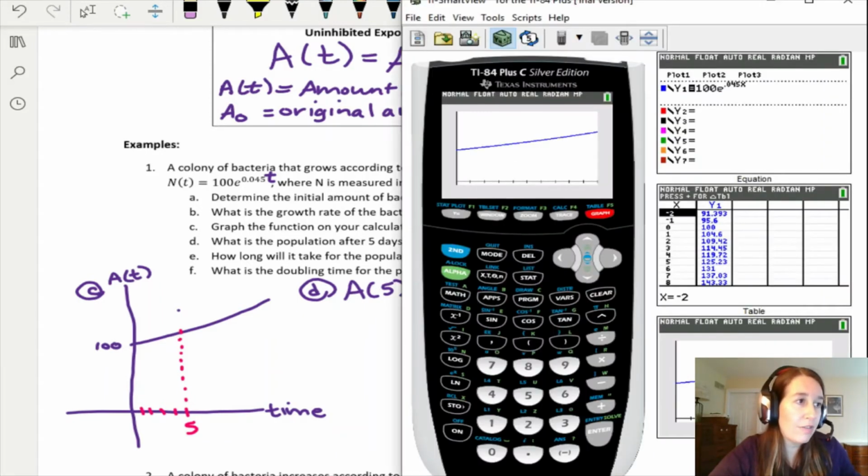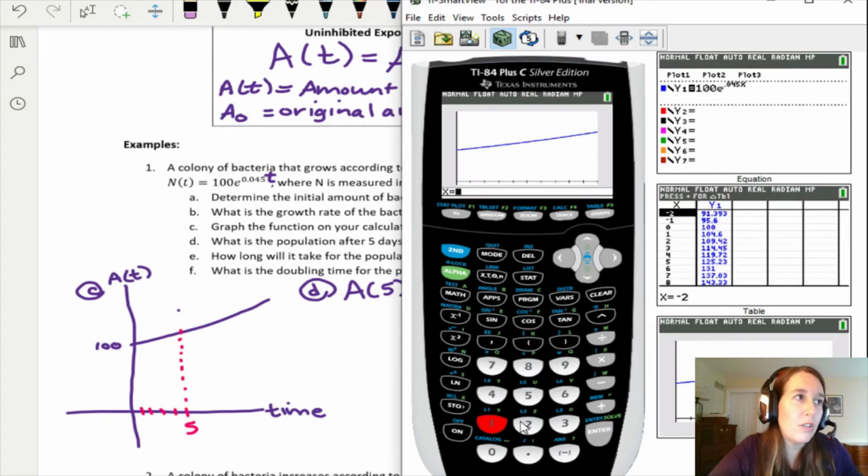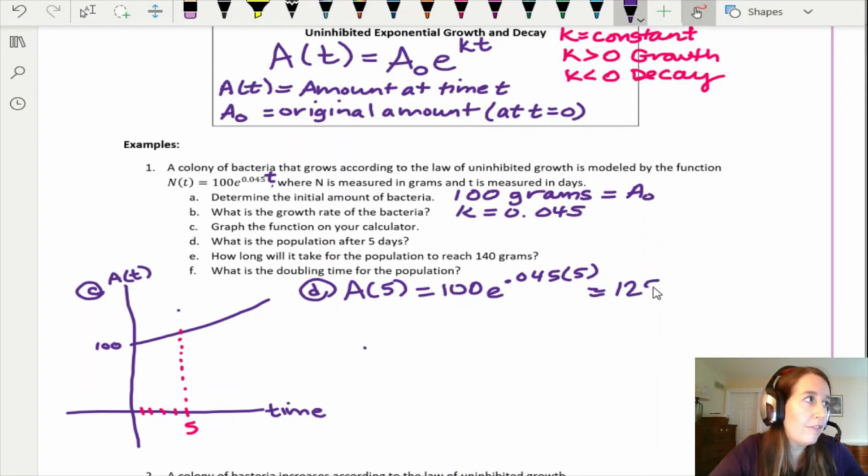Since we already have this graphed in our calculator, I want to show you a cool way to quickly do this. So when you're on the graph, if you go to second and then calculate, it's behind trace right there in red, the first thing you see is value. So we want to do number 1, value, and we just want to put in x equals 5. Okay, there it is on our graph, x equals 5 and y equals 125.232. Remember, that's the amount in grams.